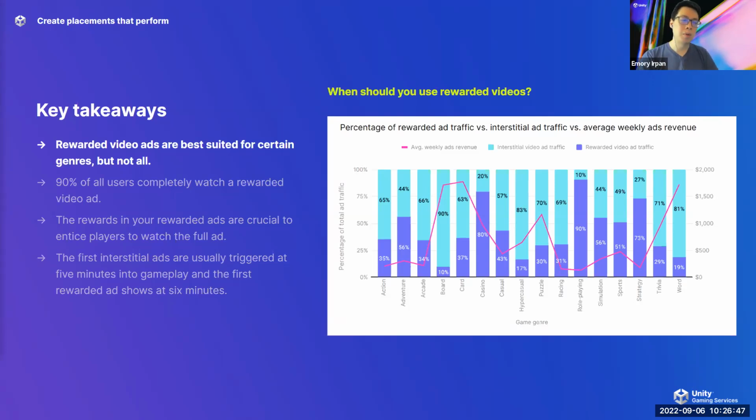The second ad type are rewarded video ads. These ads only play when the player prompts them to, and usually reward the player with an in-game reward like gems, coins, a power-up, a booster of some kind.